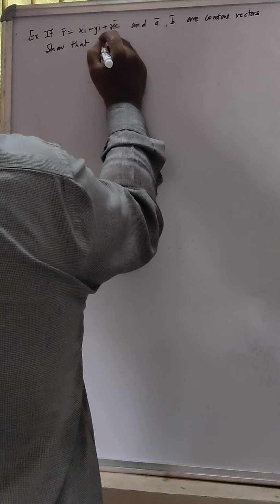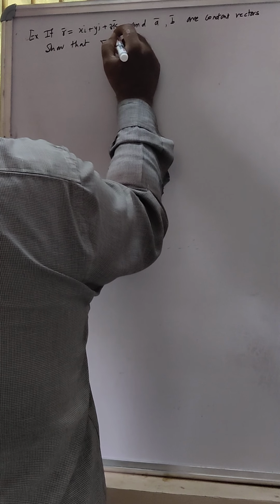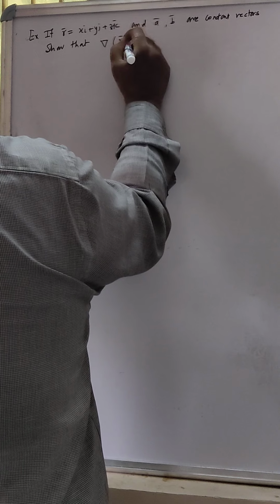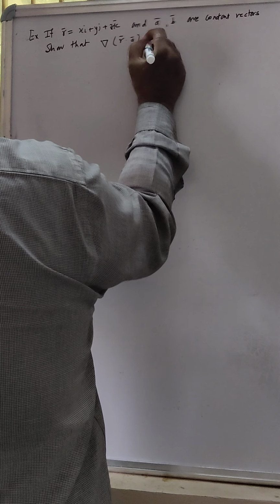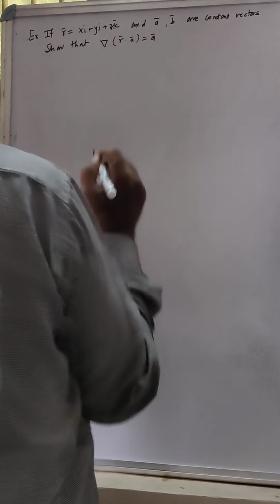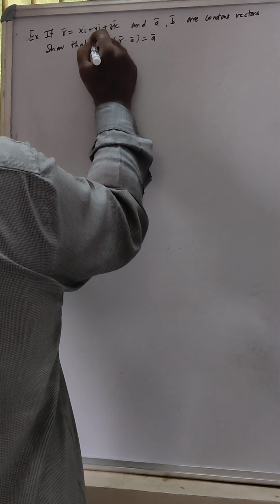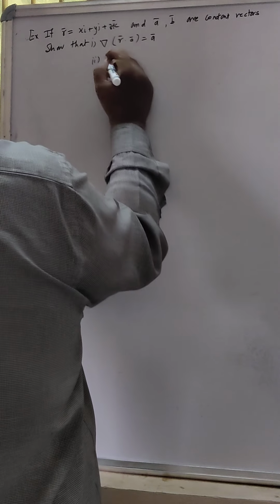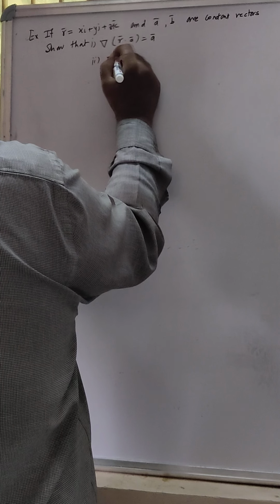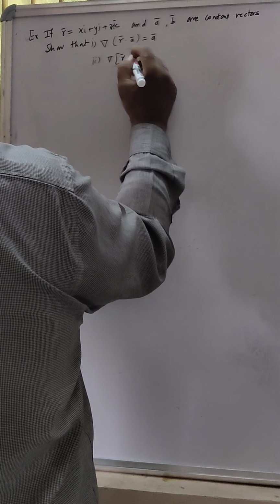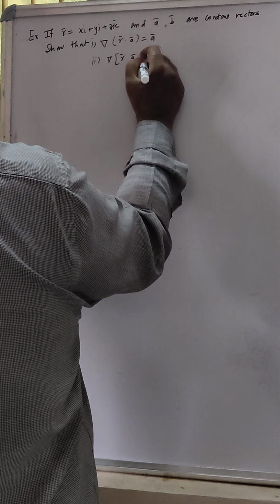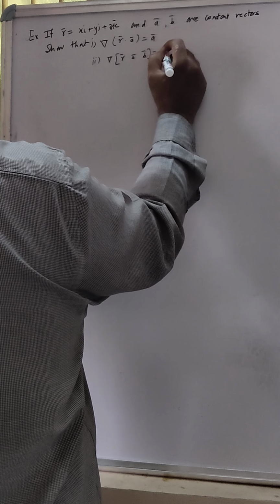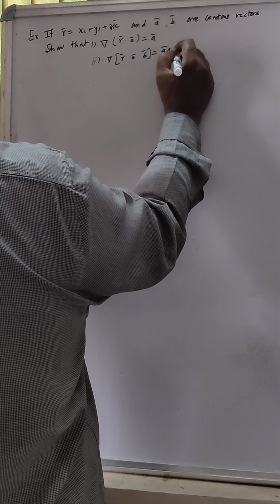so that del of r vector dot a vector is equal to a vector, and del of r vector dot a vector cross b vector is equal to a vector cross b vector.